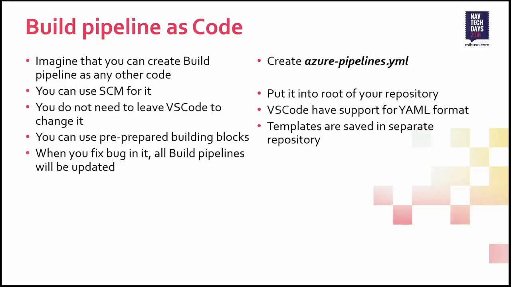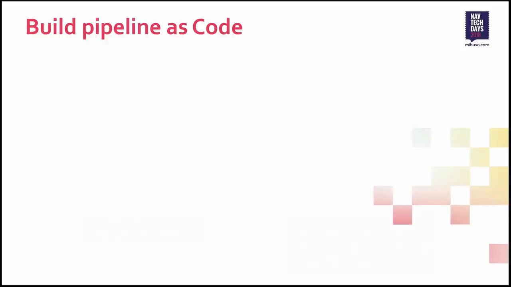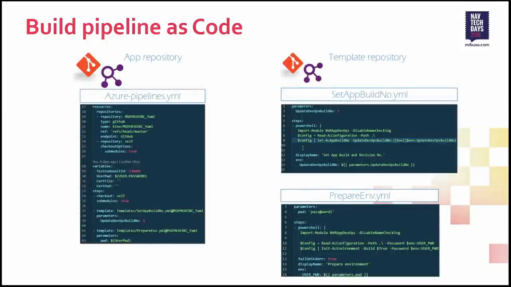If you have the file already there, what I will present here. Yeah. And of course, when we fix something in the template, it will be applied to all the pipelines using this template. It looks like that. I have two repositories here, one app repository with my code and one repository with the template for each step I will be using in the pipeline.